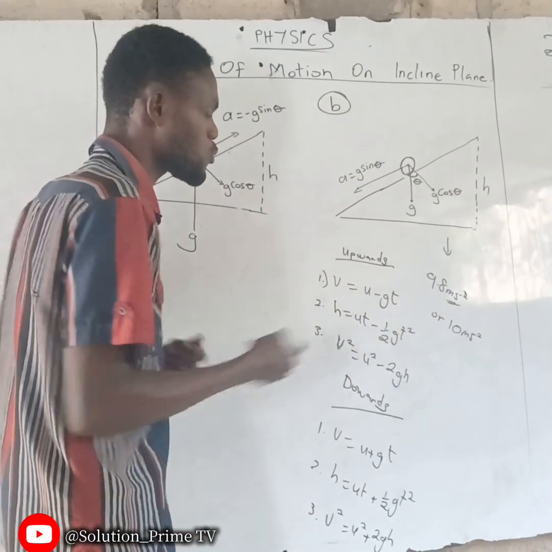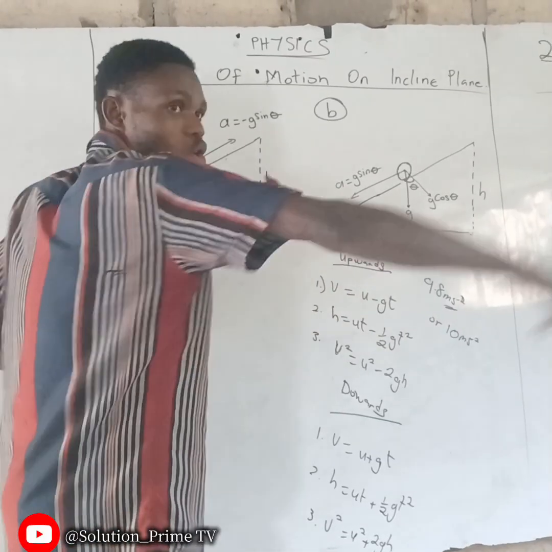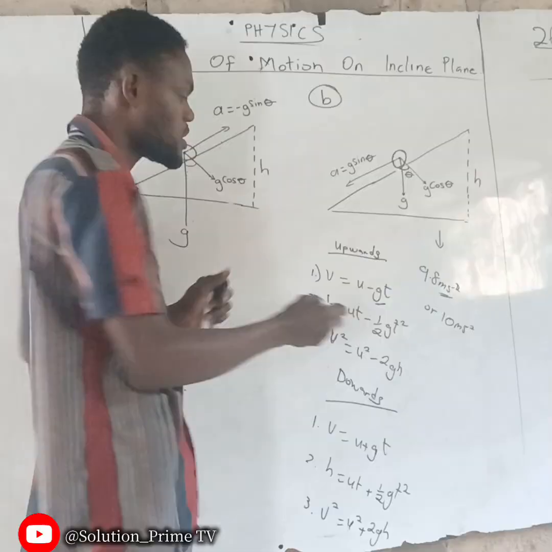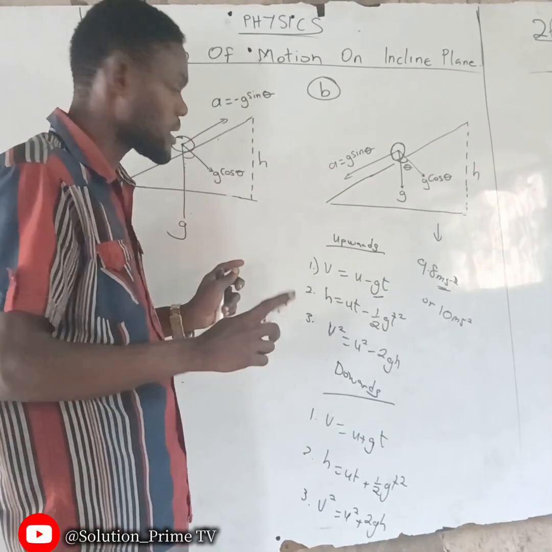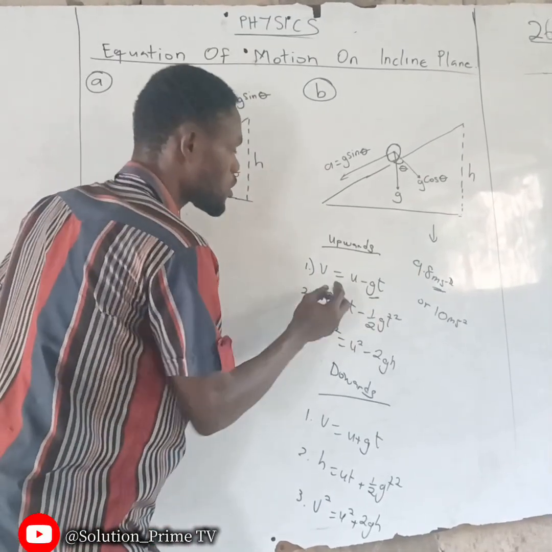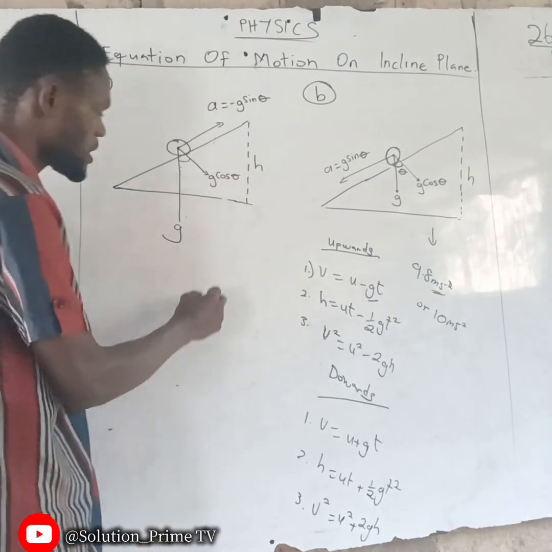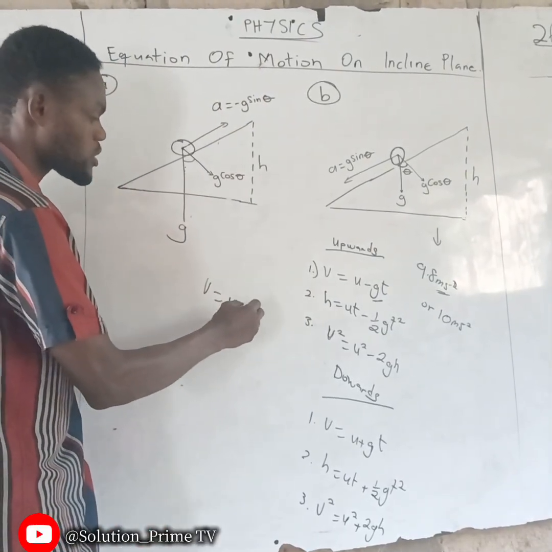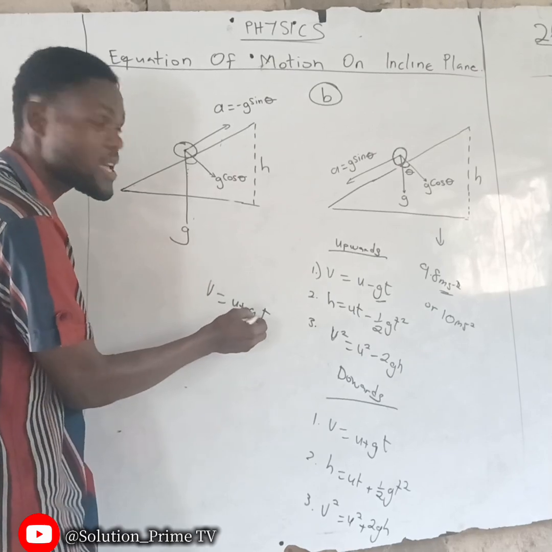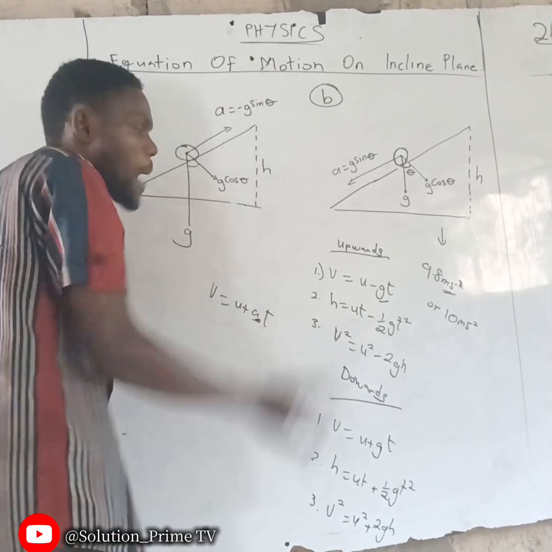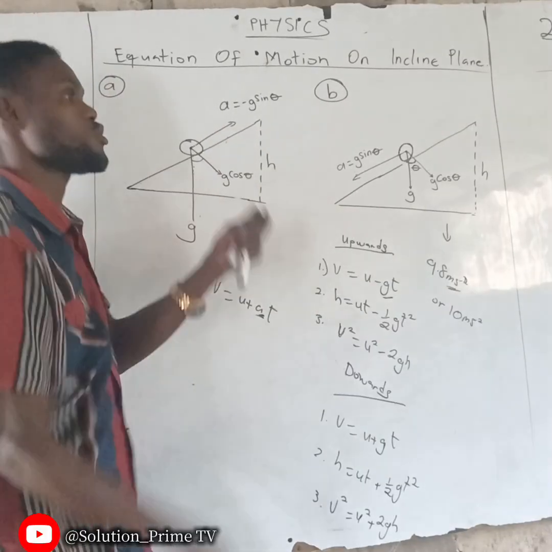And when a body is moving a horizontal distance, it doesn't experience the force of gravity. It doesn't experience G. So in the equation of motion V is equal to U plus AT, we have A. We don't have G. But this one is up and down, moving up when you throw objects.